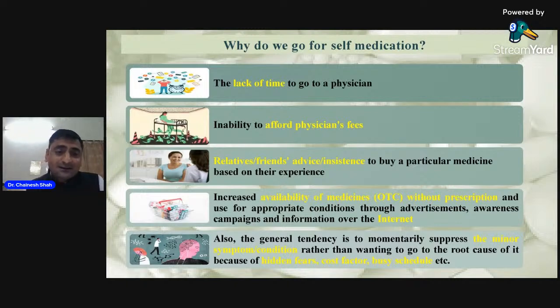Then another thing is the increased availability of OTC products. See, understand, in other countries there are regulations for OTC products also. Not only for Schedule H drugs, not only for Schedule X drugs. Even OTC medications have regulations available. So the thing is, now we are seeing more ads on social media.